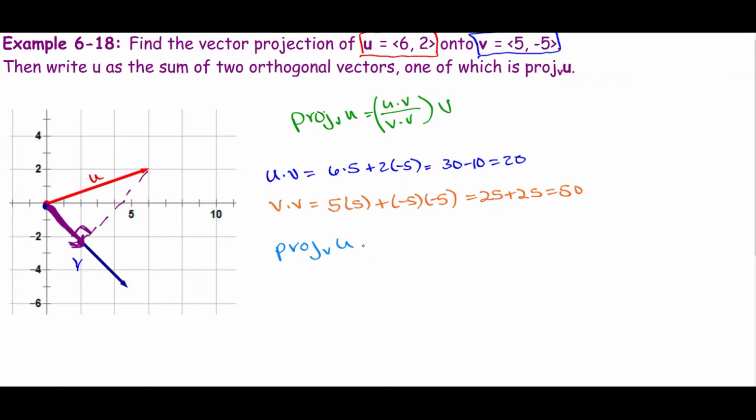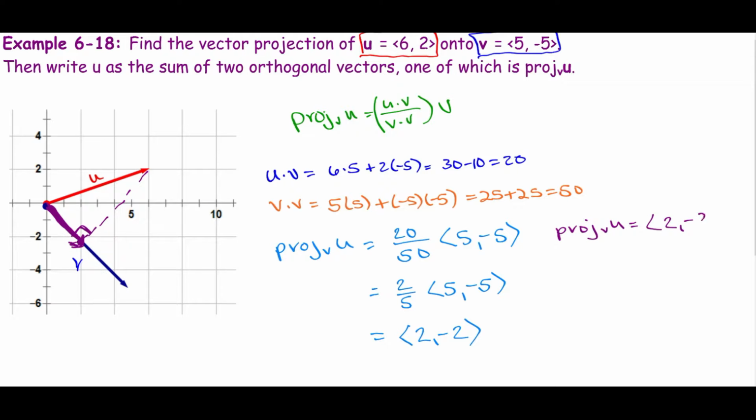So now I can do my formula. The projection of u onto v is going to be u dot v, which is 20, over v dot v, which is 50, times vector v, which is 5, negative 5. So this is going to be 2/5 times 5, negative 5. We're just doing a scalar multiplication here, which gives me 2, negative 2. So the purple vector here, which is my projection vector, is 2, negative 2.